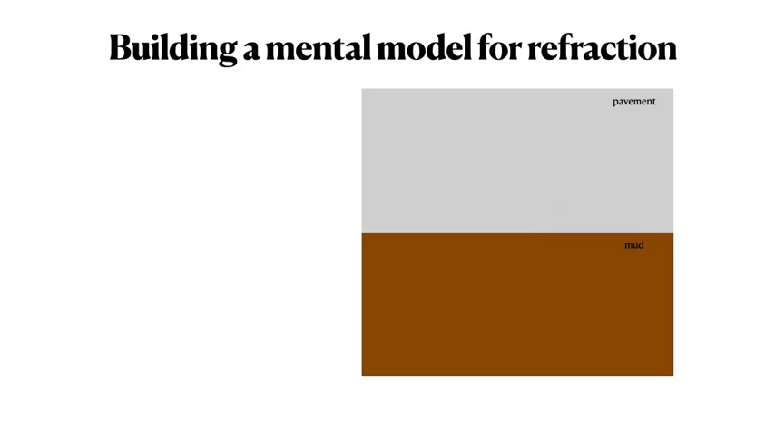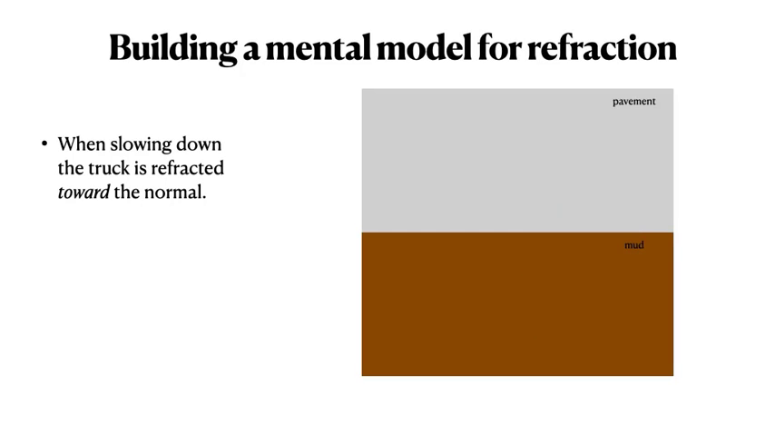Now, let's take this the other direction. Let's think about what would happen if the truck was moving from the mud onto the pavement. So here's our truck again. This time it's in the mud to start with, and it's going to be heading toward the pavement, and it's going to strike the boundary at this angle. So we've got our normal, so we can have something to compare to.